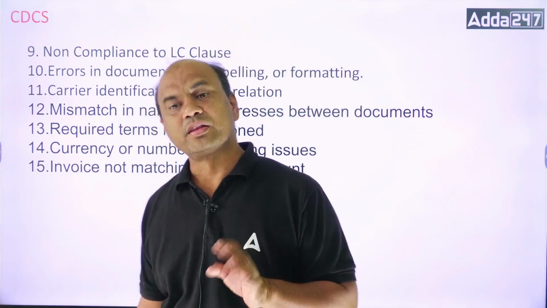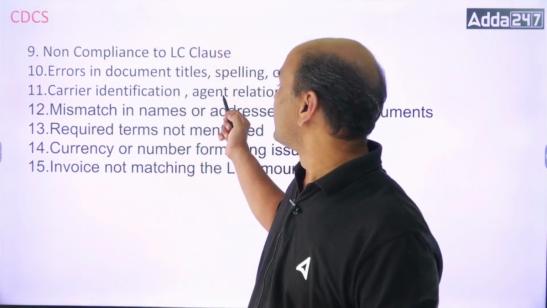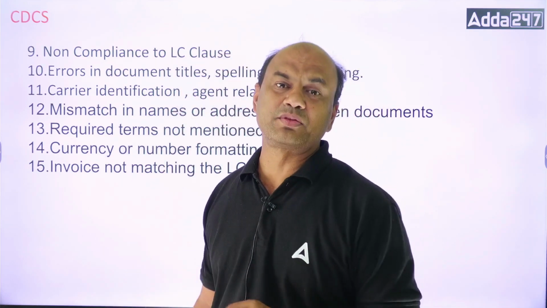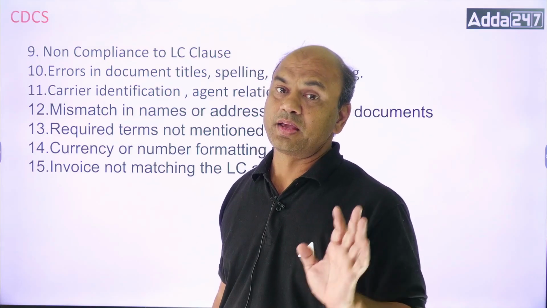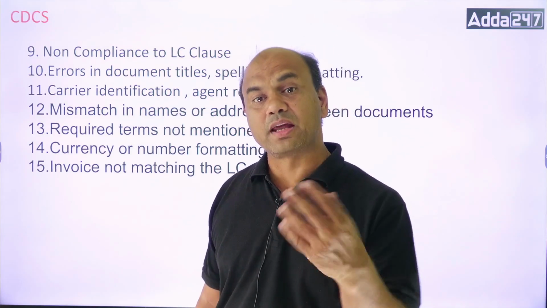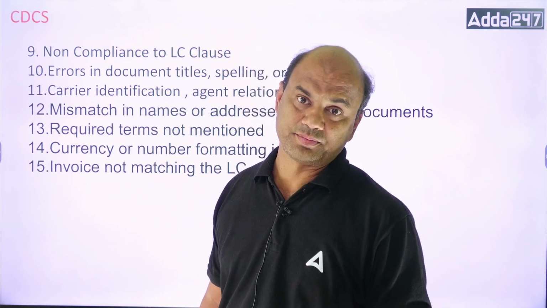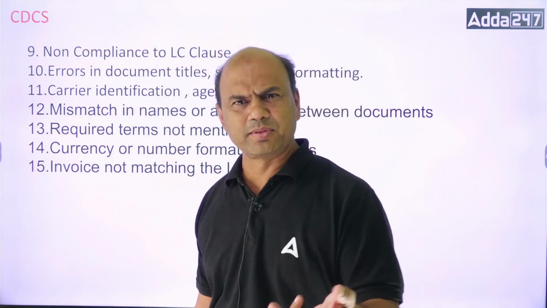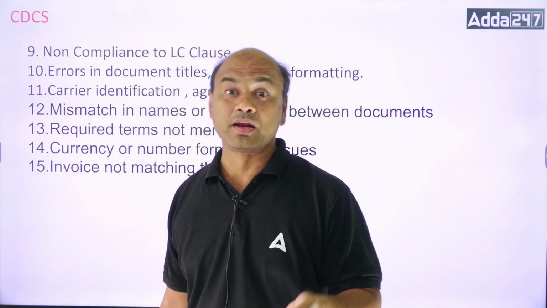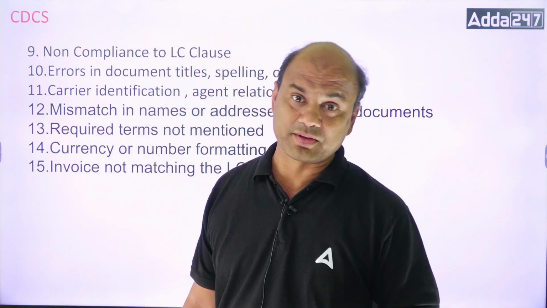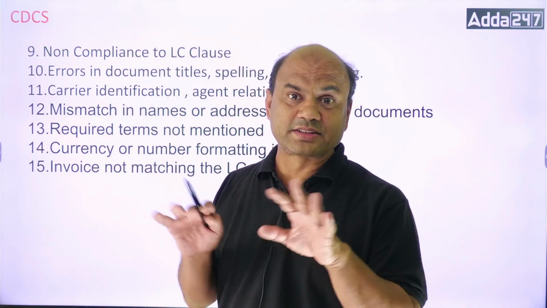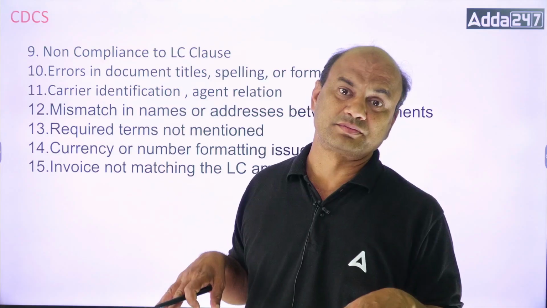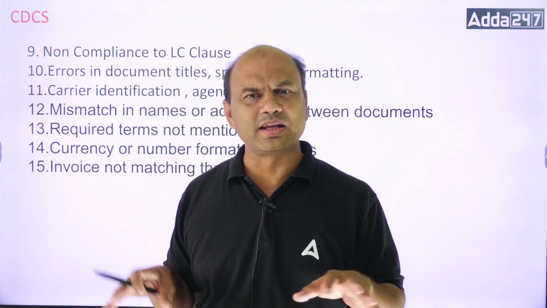Okay? Now in this, agent relationship. Agent means what? The name of the agent should be there, and the relationship of the agent with the carrier, that also should be there. Or the master, either master or carrier should be there. Name of the master is not required. So these 3 points you have to always check, and majorly the error lies over here.